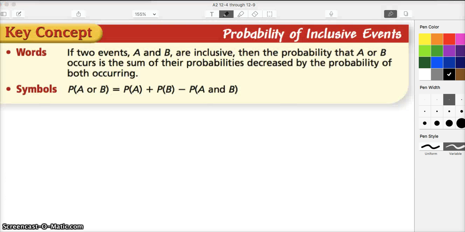You remember us talking about inclusive events that overlap, and this would be the formula we're going to think about. In order to calculate the probability of A or B, we have to consider the probability of each individually, but then we have to subtract out the overlap. And we'll see that in this next example.